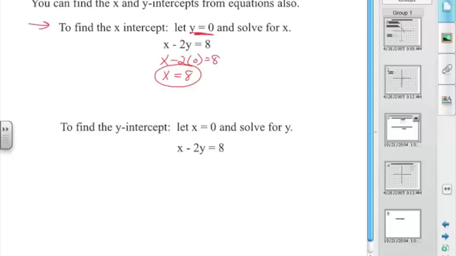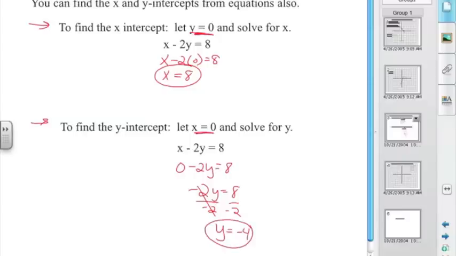Now, to find the y-intercept, the other intercept, we're going to let the variable x be 0, and we're going to solve for y. Now you remember again from the first slide that for the y-intercept, the x-coordinate will always be 0. So we have 0 minus 2y equals 8. Simplifying that, negative 2y equals 8. Divide both sides by -2. And we find that the y-intercept is at -4. So the x-intercept is 8, and the y-intercept is -4.